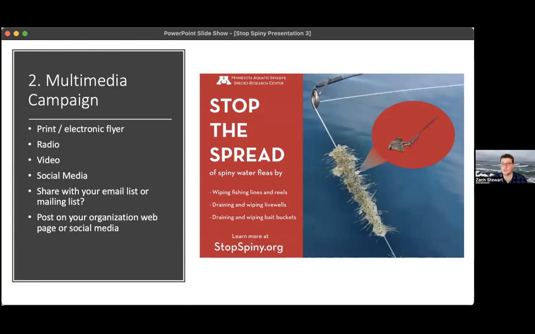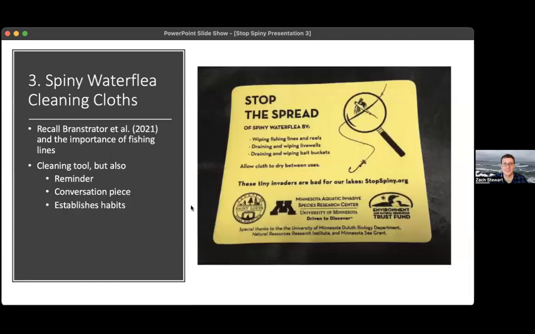And I also have digital materials that can go on web pages for lake organizations or social media accounts. Watch out this May as you're driving around for a radio ad too. I'm excited. We're going to have a little Stop Spiny message playing on Wisconsin Public Radio during fishing opener. So you can listen for that.